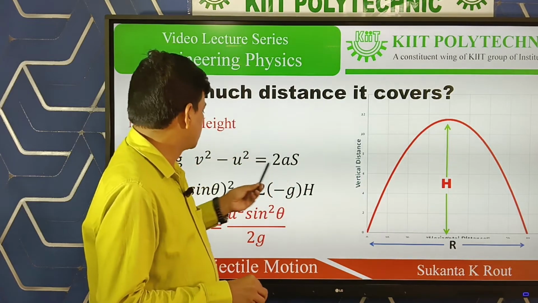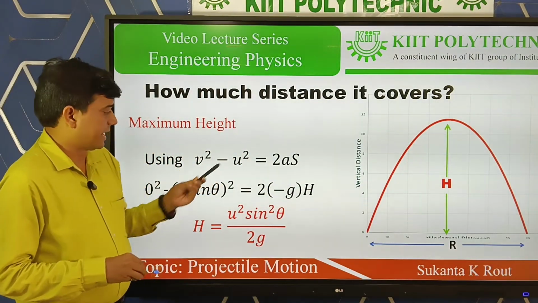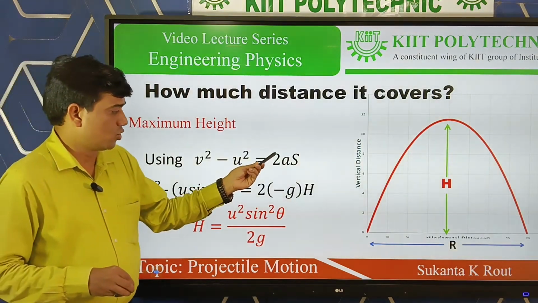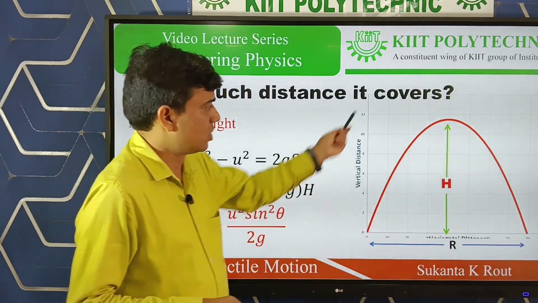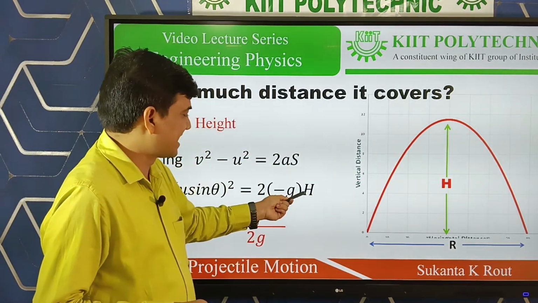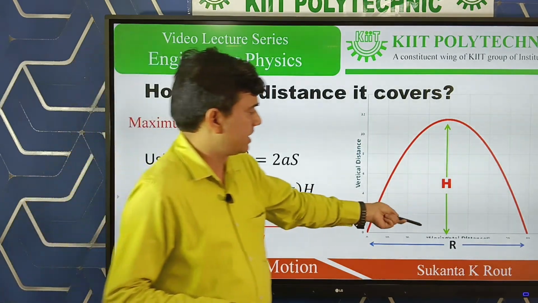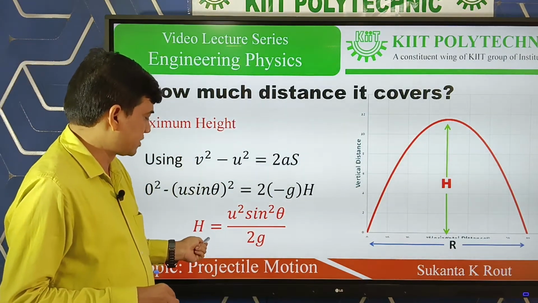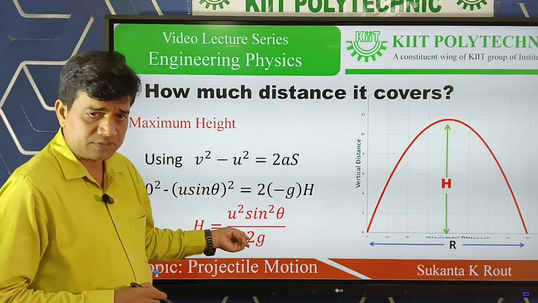So if I put the final velocity as 0, then 0 squared minus u sin theta whole squared equals 2a, where a is minus g, because I am repeatedly telling you that this is in the vertically upward direction, and the vertical distance, or you can say the maximum height, I have taken here as h, isn't it? So after solving it, h equals u squared sin squared theta by 2g.